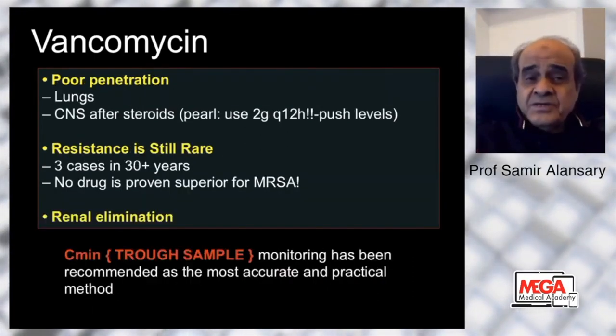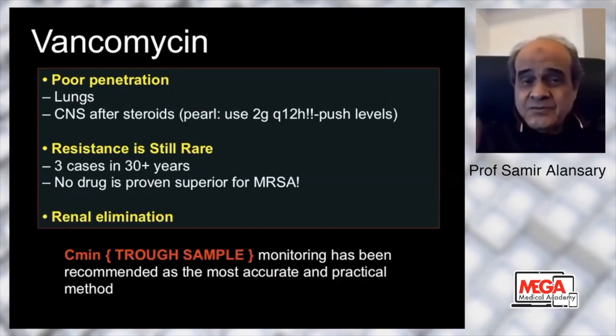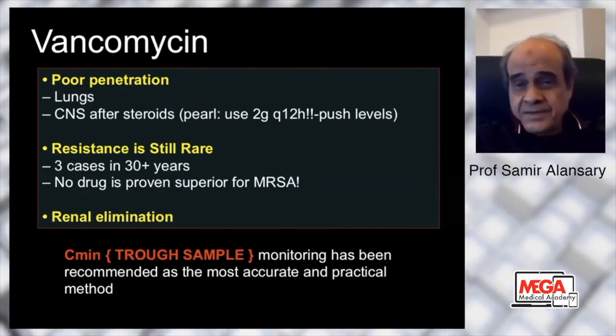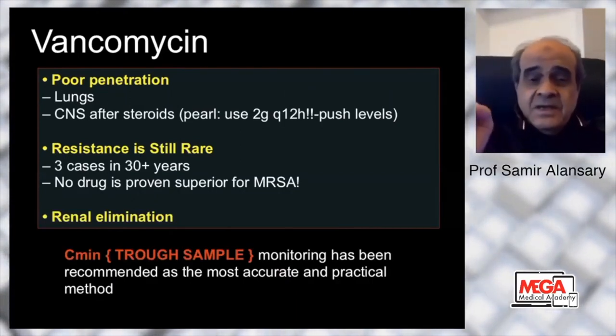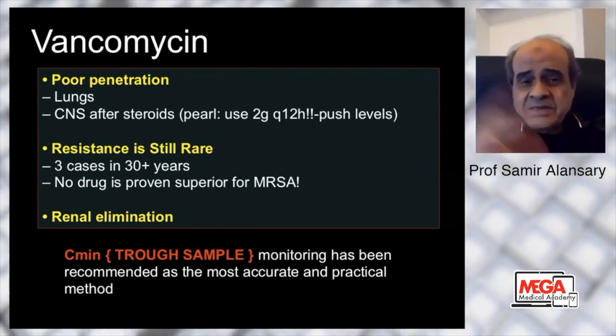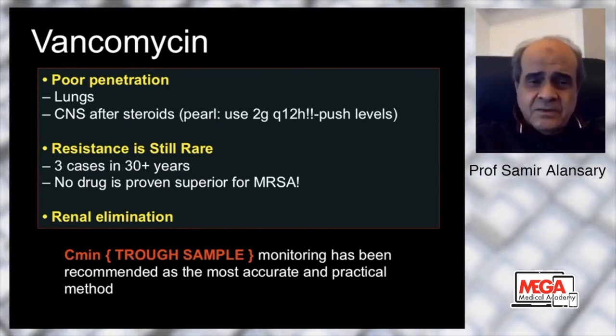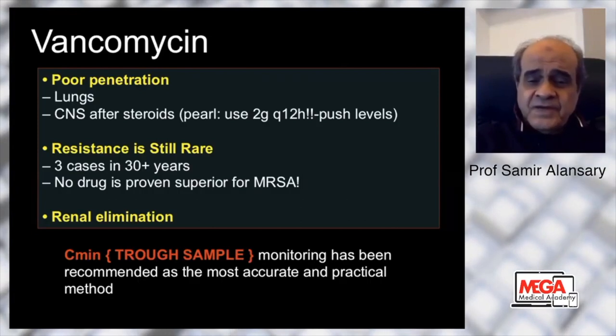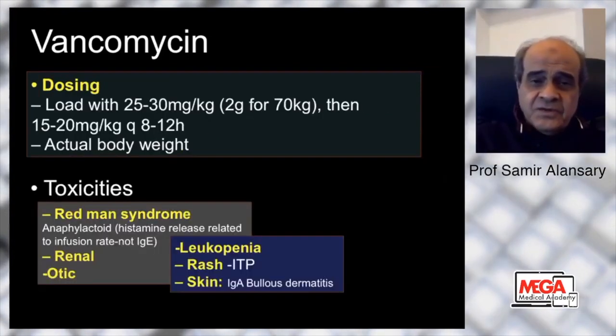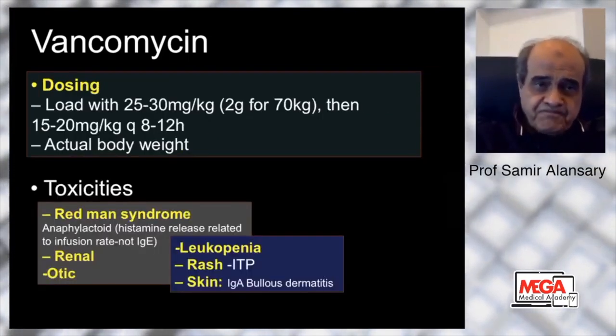Vancomycin has poor penetration to the lung and CNS, in contrast to linezolid. Linezolid penetrates more to lung and CNS. Resistance is still rare; the three cases I told you, or 30 cases over the world. Don't forget the trough sample after 4 days for vancomycin.